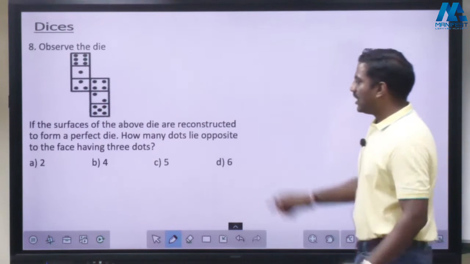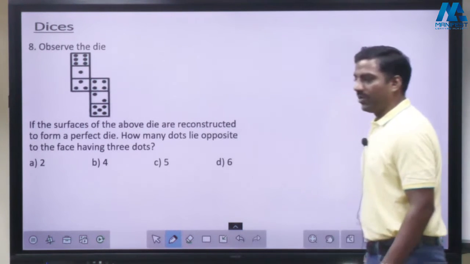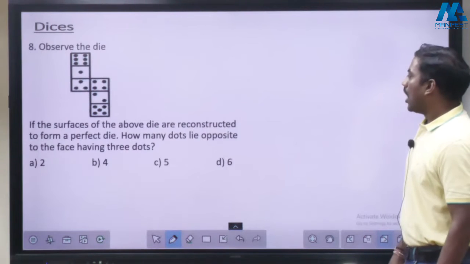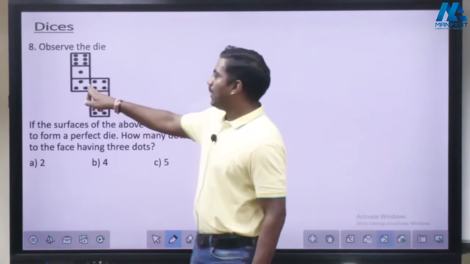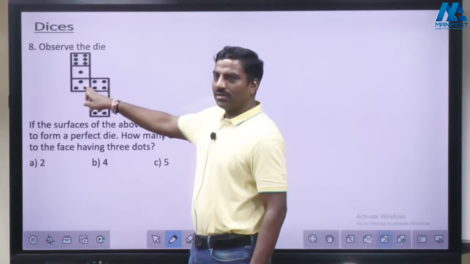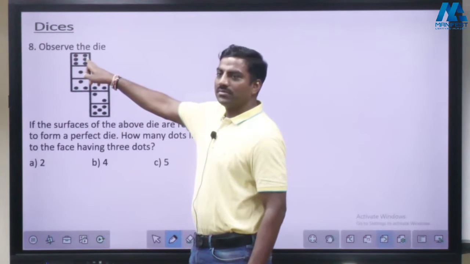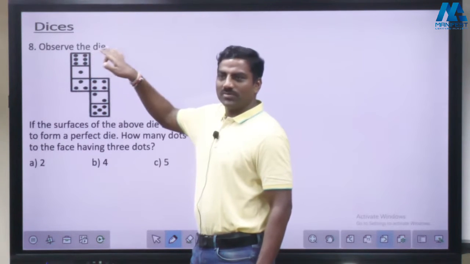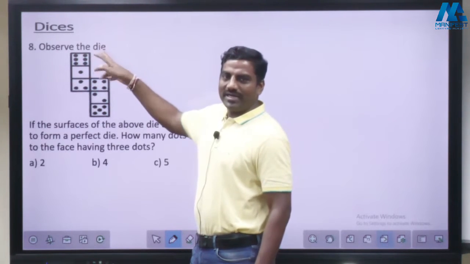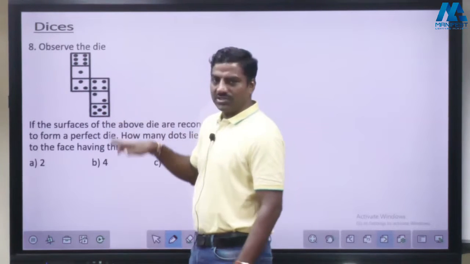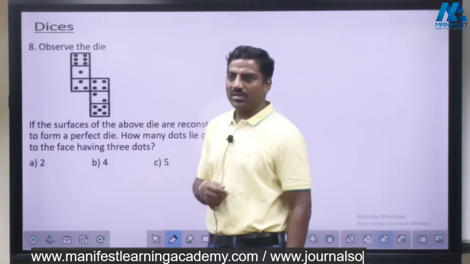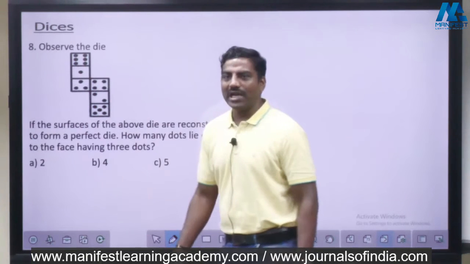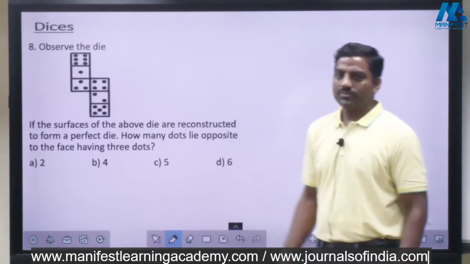If the surfaces of the above dice are constructed to form a perfect die, how many dots lie opposite to the face having 3 dots? Opposite of 3 is what? 6, no? Alternate in a strip. So this is one strip, this is one strip. So alternate. What is opposite of 4? 5. What is opposite of 1? 2. Yes?